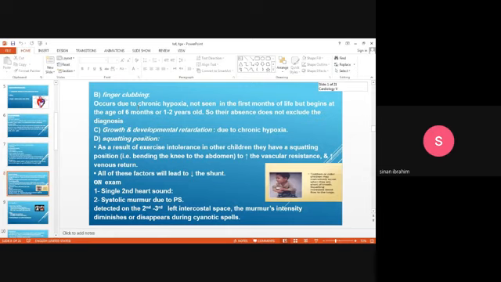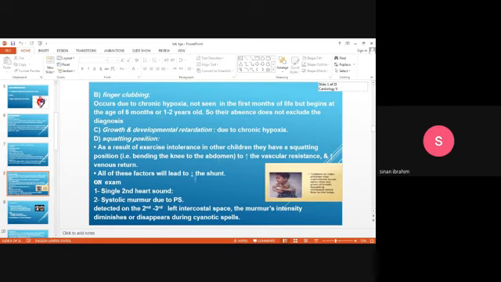Also, the third clinical feature: all of the patients with cyanotic congenital heart disease will have failure to thrive and growth and developmental retardation due to chronic hypoxia. And the next clinical feature is the squatting position. In the picture, they show how the child shows the squatting position.